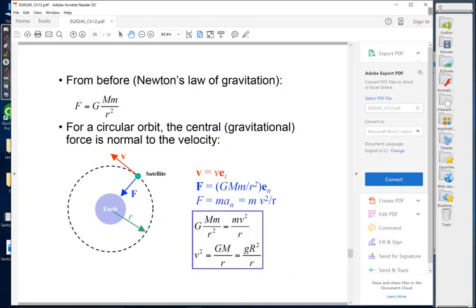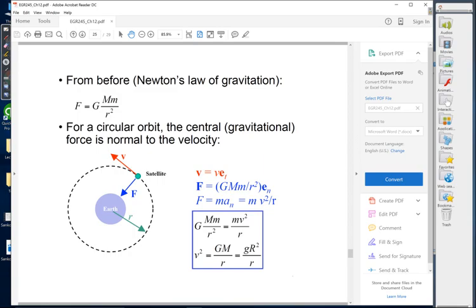Okay, so we start with Newton's law of gravitation. That force is going to be the force of the Earth pulling on the satellite. That is our central force, if you will. And we know that the velocity of that satellite is just some constant value v. And we're going to look at this.